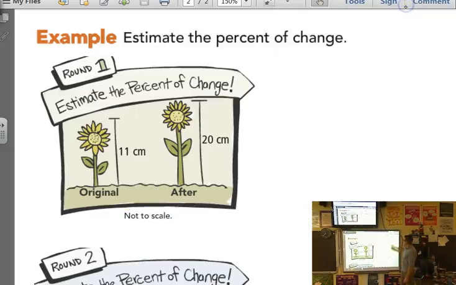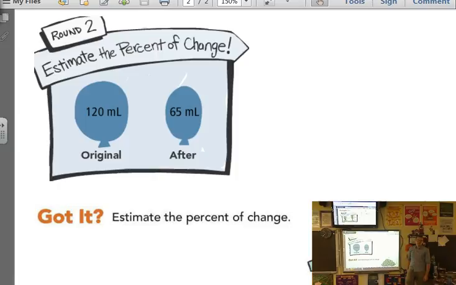So try the percent change of our balloon, estimating as closely as possible.